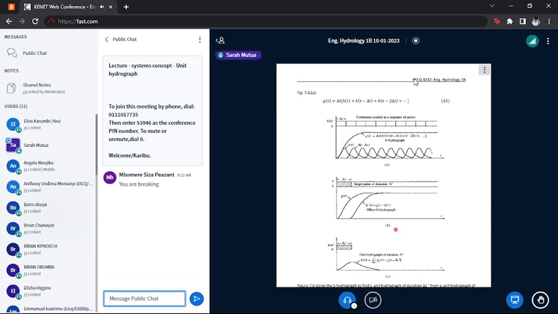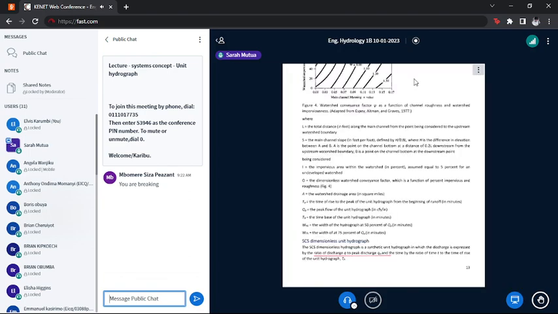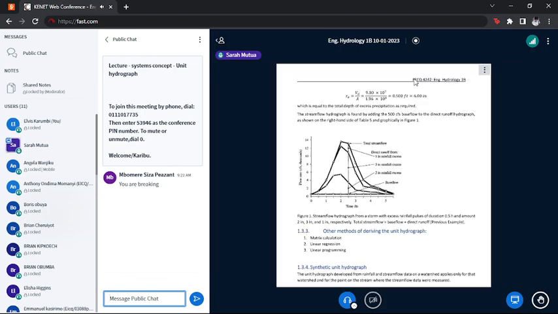So remember, the response at time t to a unit pulse of duration dt beginning at time 0 is usually given as h of t, and we calculated it as h of t is 1 over dt, g of t minus g of t minus dt.